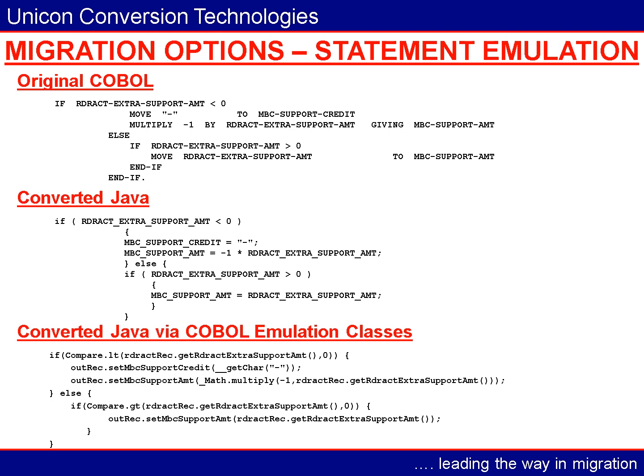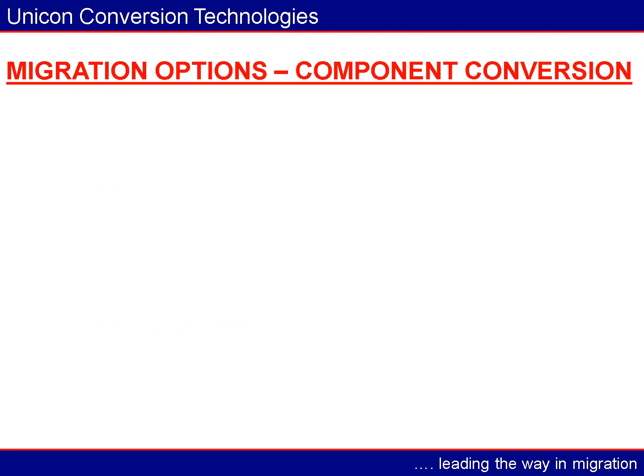This is statement emulation. This is the same Cobol code converted to Java, whereby the Java statements invoke classes that emulate the original Cobol statements. The converted program is written in Java, but the converted code is very difficult to understand and therefore very difficult to enhance and maintain. Component conversion.